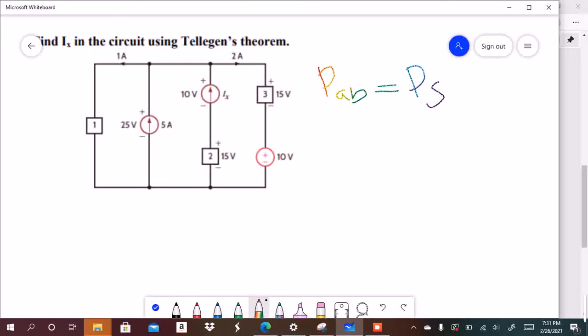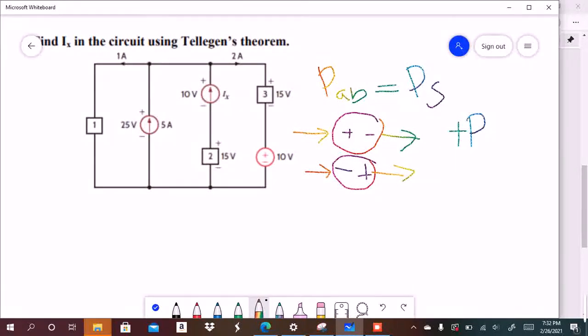So, the way I remember what is supplied and what's absorbed is, say there's a current going like this. Whichever side it enters is the value. So it enters a positive, so the power is going to be positive. This enters a negative, so the power is going to be negative.